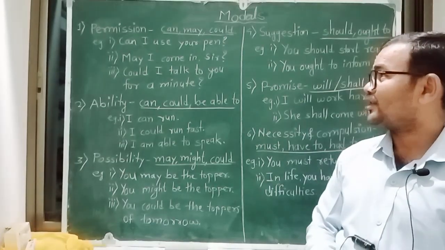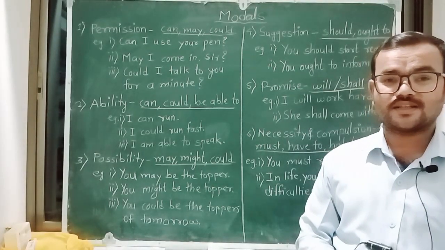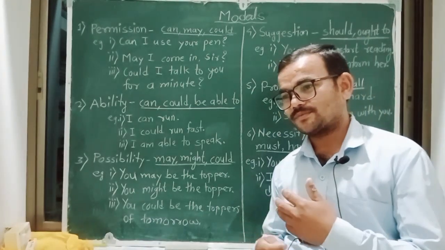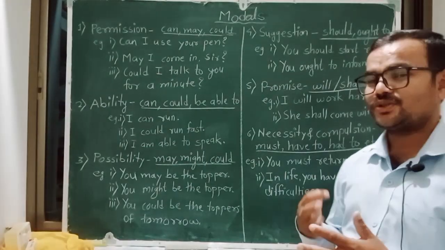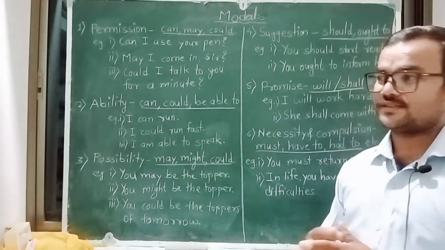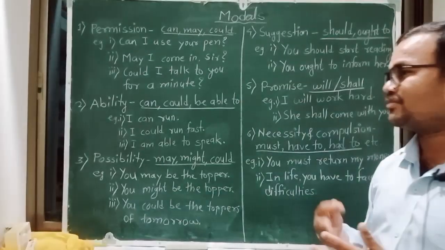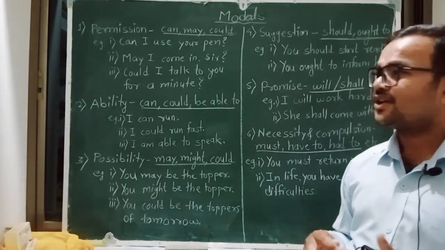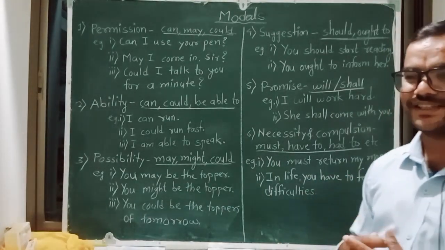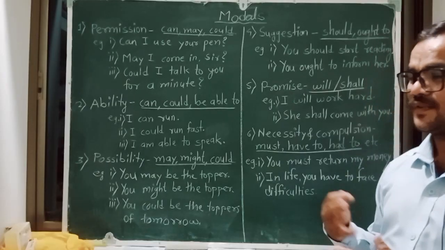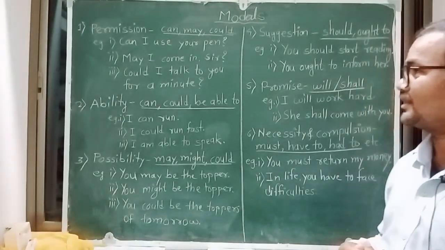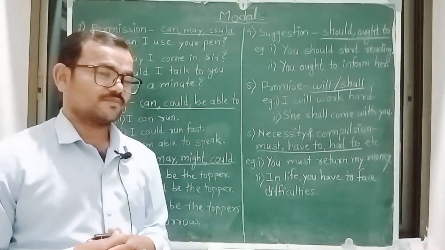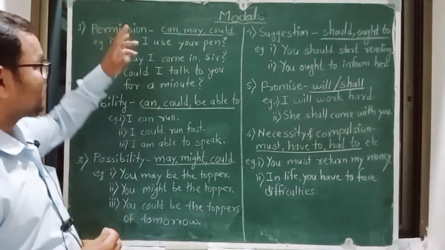Modal auxiliaries are also called modals or secondary auxiliaries. Today we will talk about various types of modal auxiliaries which are used to express various kinds of feelings, like permission, ability, possibility, necessity, suggestion, compulsion, wish, and request. We will talk about all these categories. The first category is modal auxiliaries expressing permission.